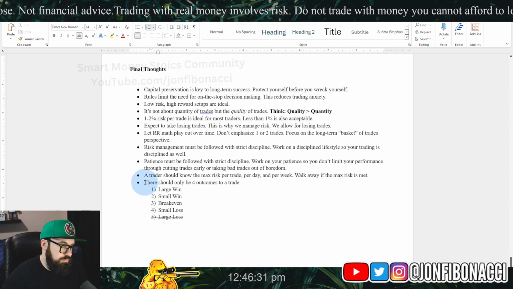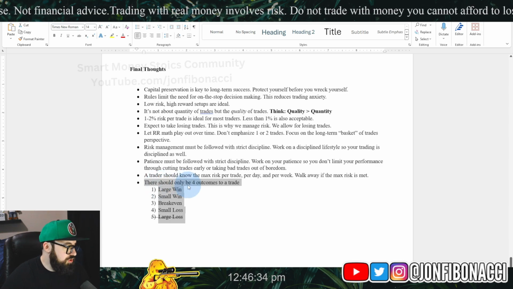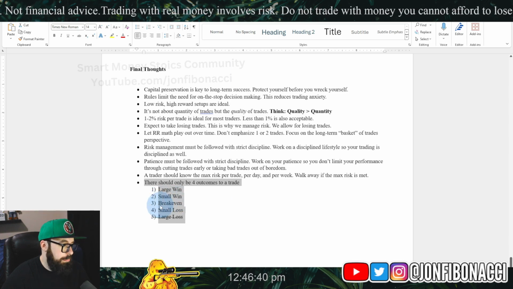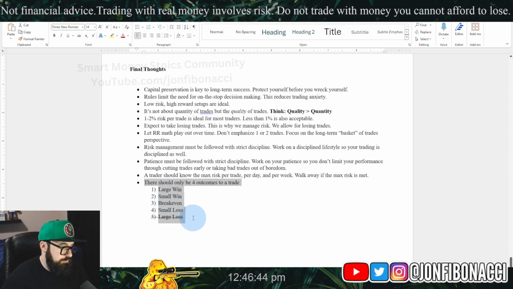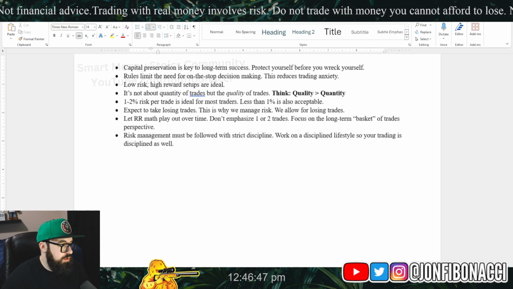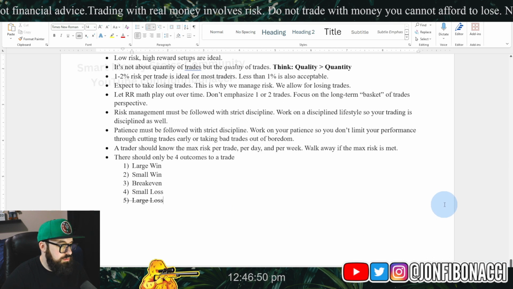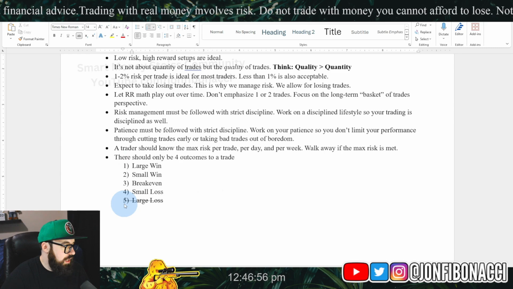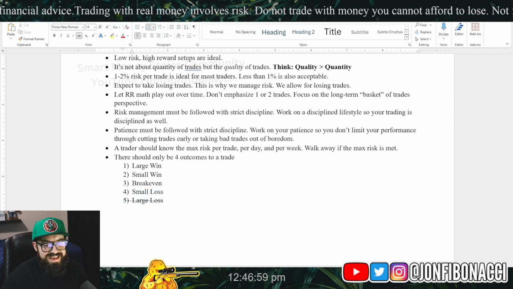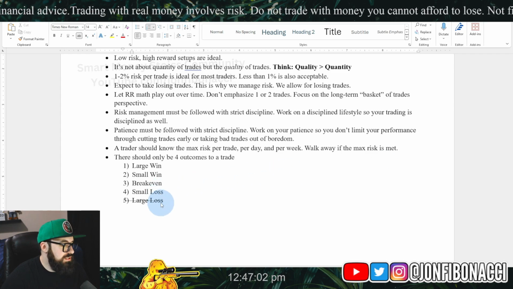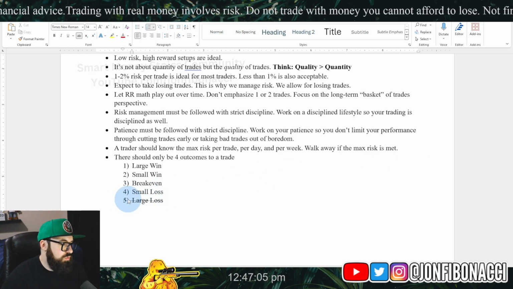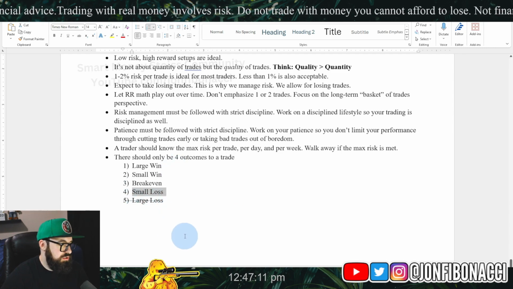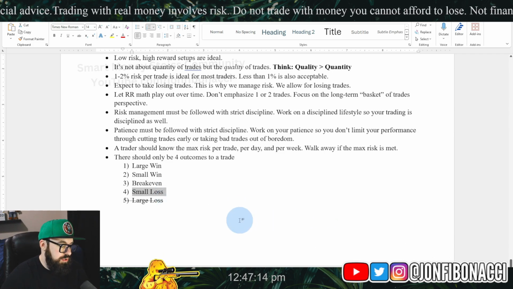And then I threw this in here because this is a really big one too. There should only be 4 outcomes to a trade: a large win, a small win, a break even, a small loss. Now, large loss is on here, and I'll zoom in just to make sure everybody can read this. I put large loss on there, but guess what? It's crossed out. It's crossed out because this should not happen. That's what we want to eliminate. Okay? So the worst thing that could happen is a small loss. And then the worst thing after that is just a bunch of small losses together.